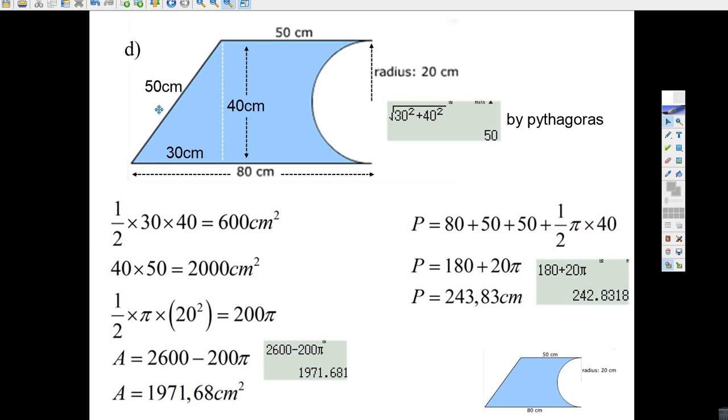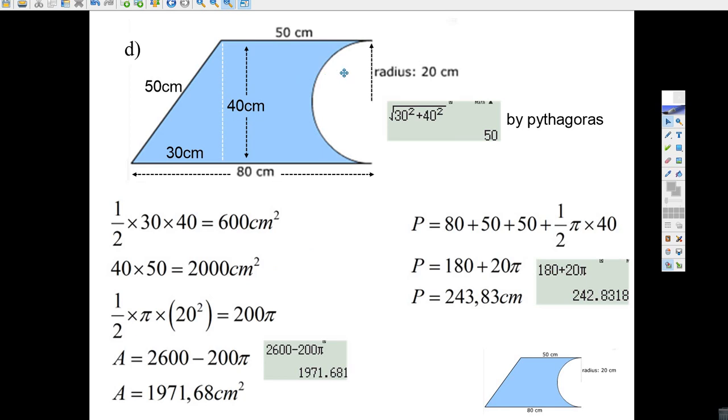Well, we've got a triangle right here, 1/2 the base times the height, right triangle. Well, 1/2 of 40 is 20 times 30, it's 600 square centimeters. This entire rectangle here would be 40 times 50. That'd be 2,000. 40 times 50 is 2,000 square centimeters.